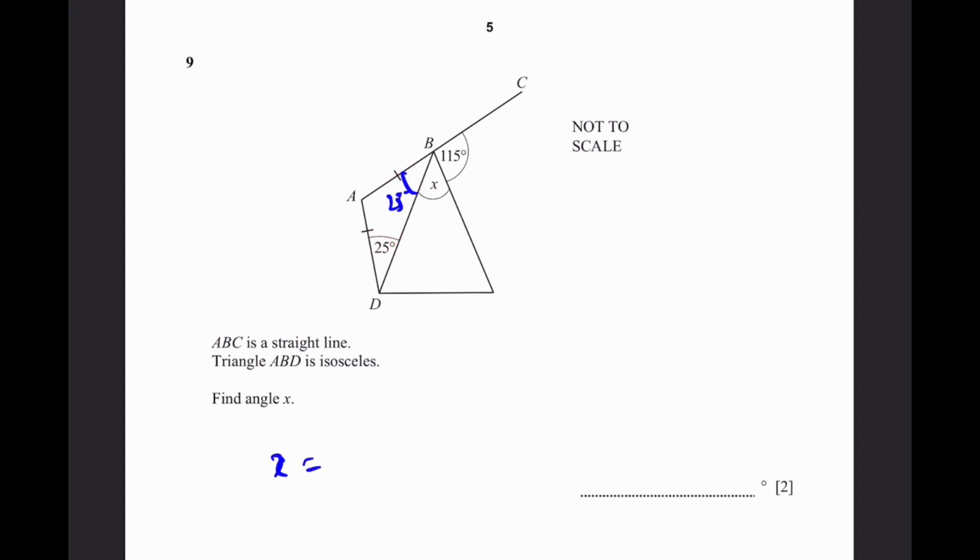X is equal to 180 minus 115 minus 25, since angles on a straight line add up to 180 degrees. Now that would be equal to 40 degrees. That's the answer. Question 10.